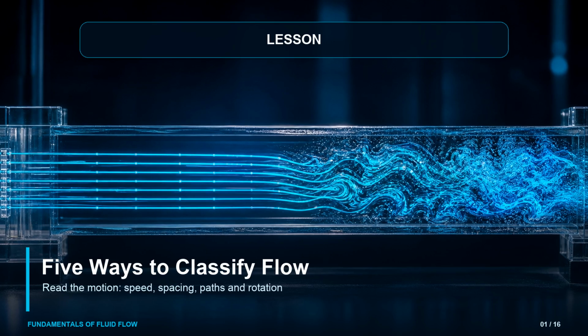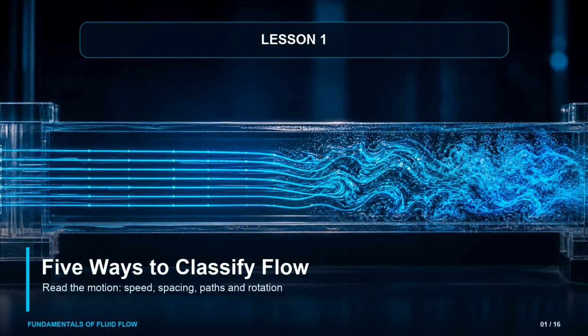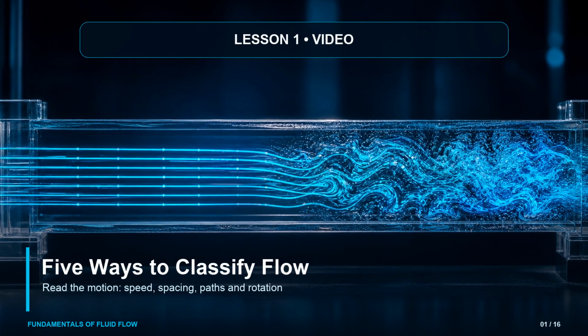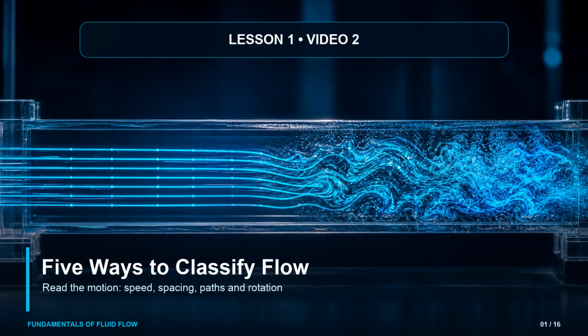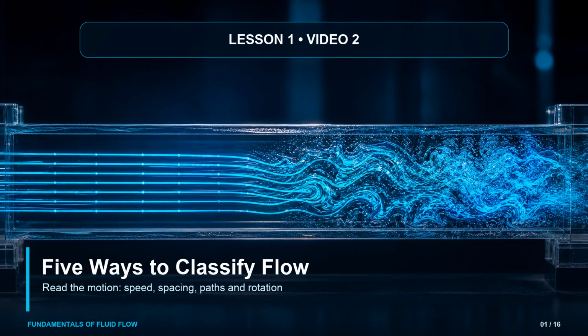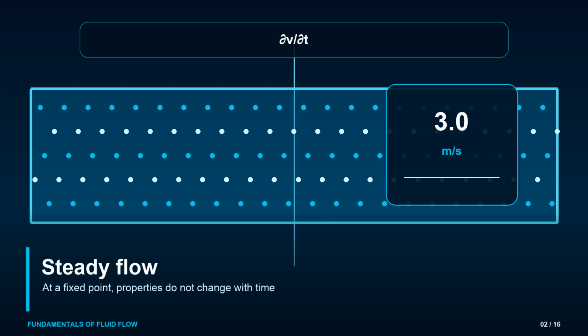In this lesson, we will classify fluid flow in 5 useful ways. A single real flow can belong to one category in every pair. Watch the moving particles closely. Their speed, spacing, paths, and rotation reveal the classification.